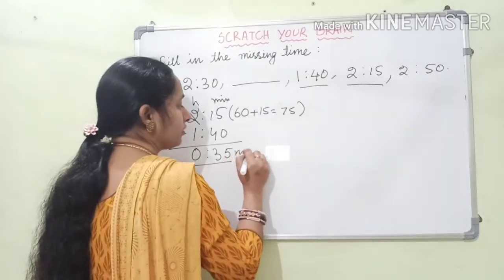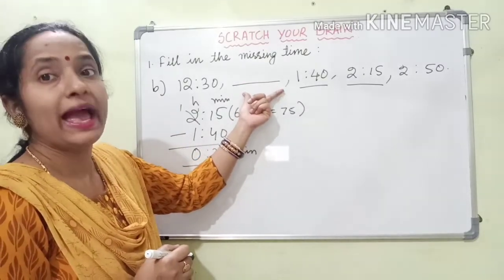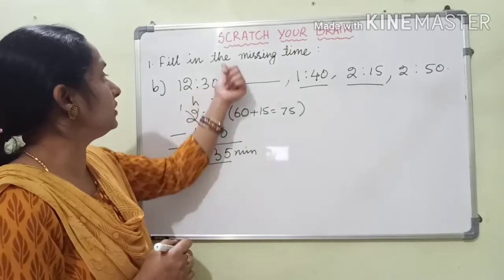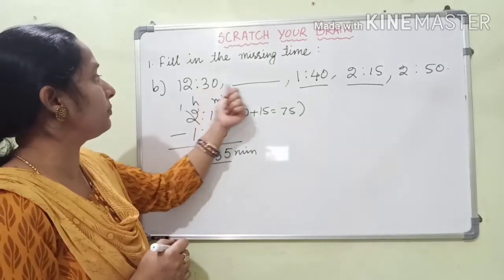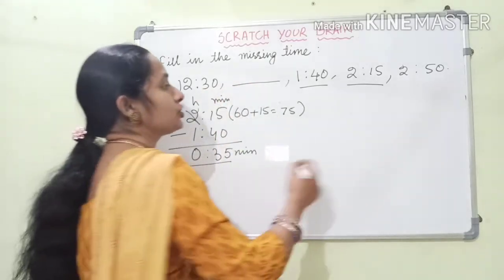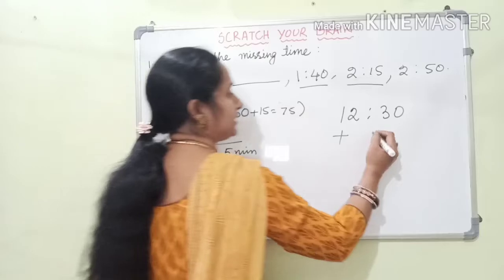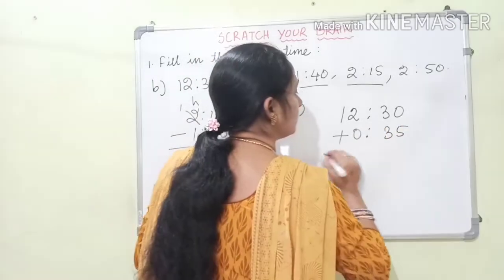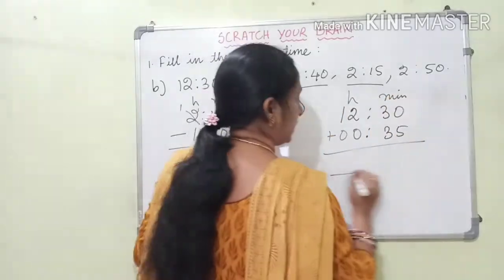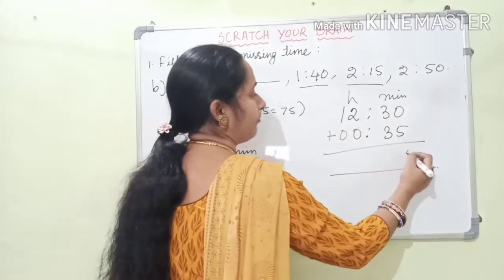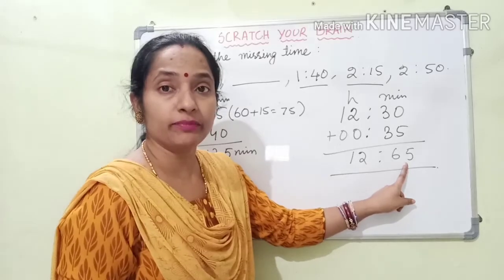Now, in order to get the missing time, what do I have to do? I have to add 35 to the previous term of the missing time. The previous time of the missing time is 12:30. So to 12 hours 30 minutes, I have to add the difference of the series, that is 35 minutes. Now let us add 5, 6, 12. Now children, again we got the same thing.